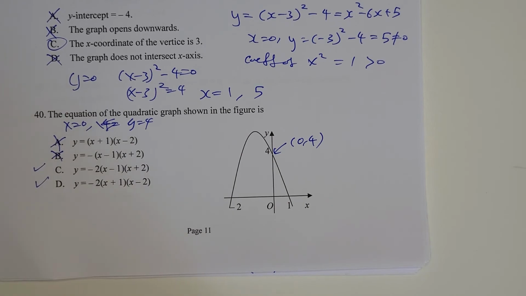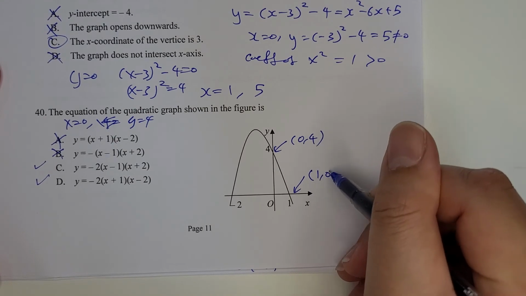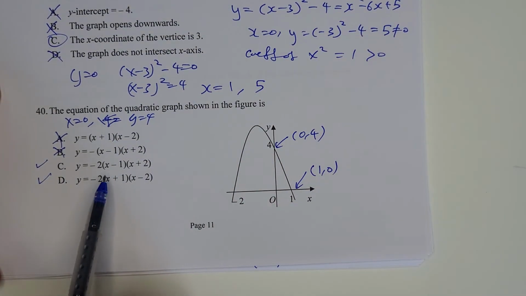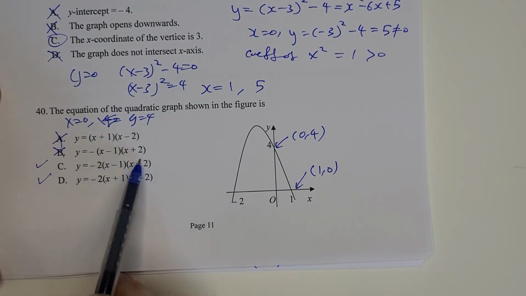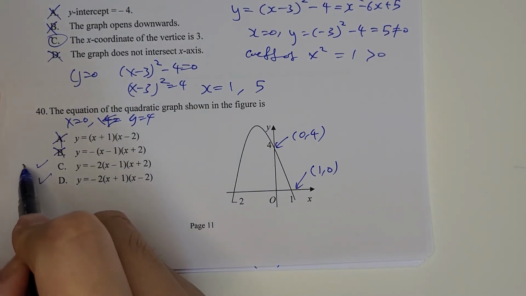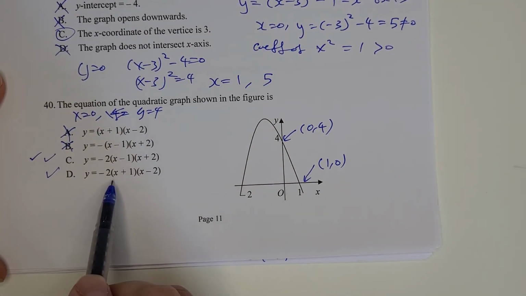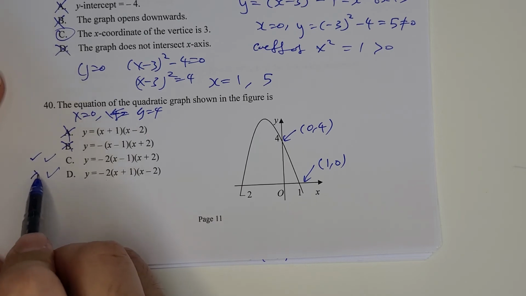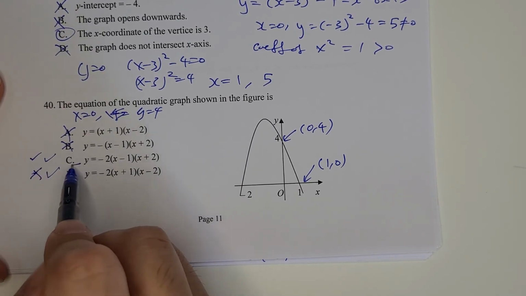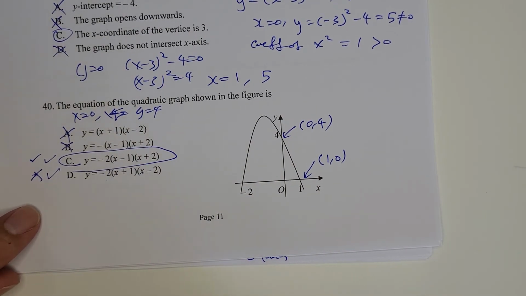So that means substituting one point is not enough. You need to substitute another point. When x equals 1, y equals 0. So when x equals 1, 1 minus 1 equals 0, so the product will also be 0. C is okay. When x equals 1, for D it will be negative 2 times 2 times negative 1, which is not equal to 0. So D is not satisfied, and the answer is C. Just substitute the points into the function, then you can get the correct answer.